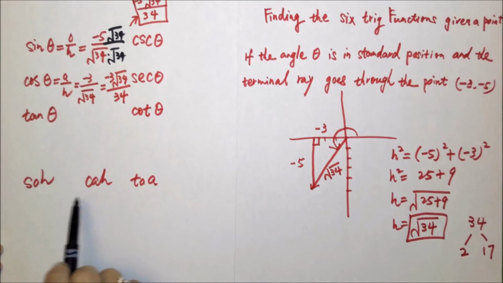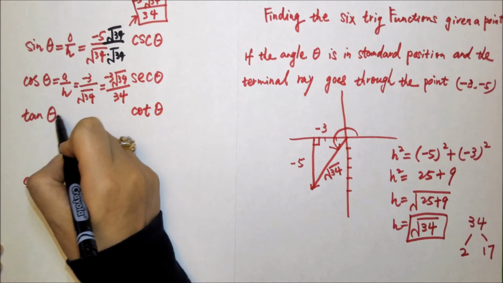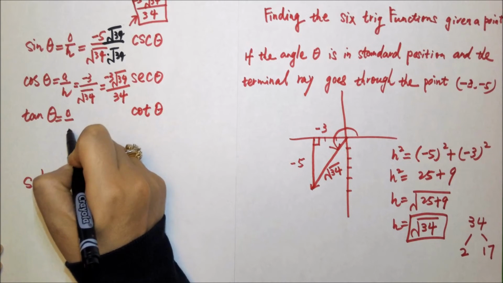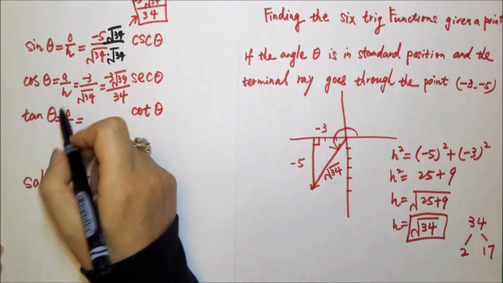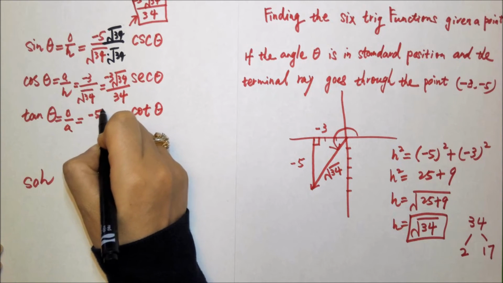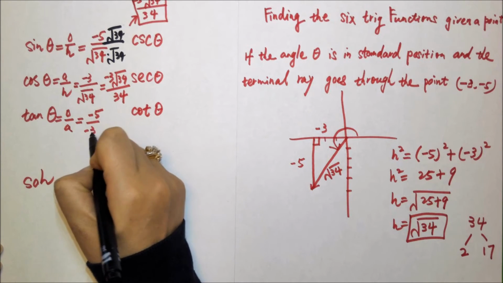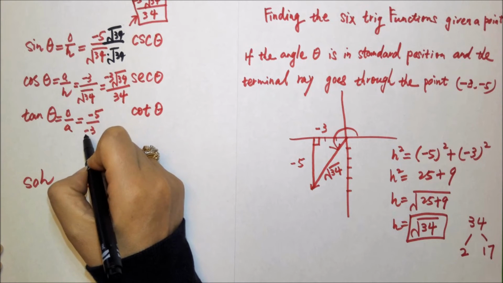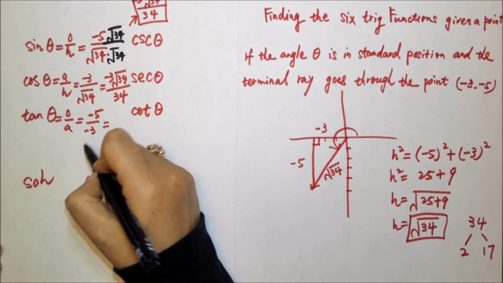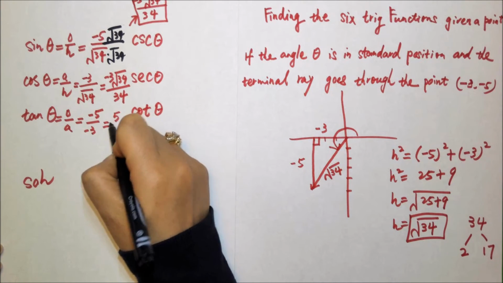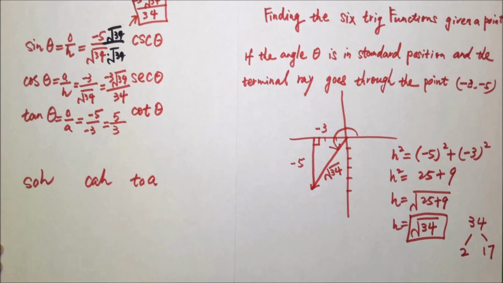At the end, I also need a tangent value. Tangent equals opposite over adjacent. The opposite side will be -5, adjacent will be -3. When negative divided by negative, that will give me positive answer as a result. 5 over 3 will be the answer of a tangent value.